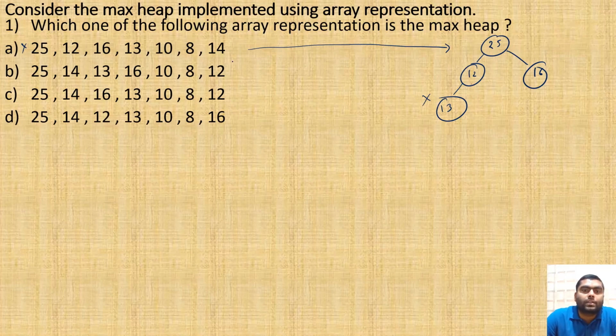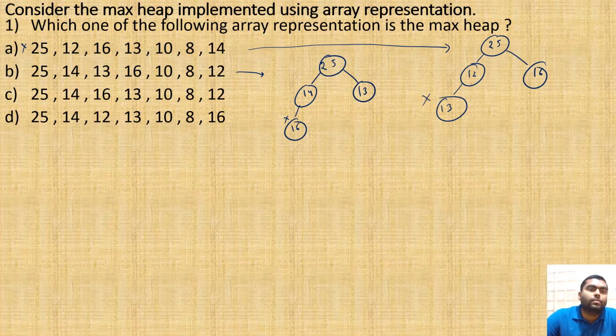After this, the second is what? The second is 25, 14, 13. Then 16. So it is also invalid. 16 is not a valid entry. This is also invalid. Okay, so this seems wrong.